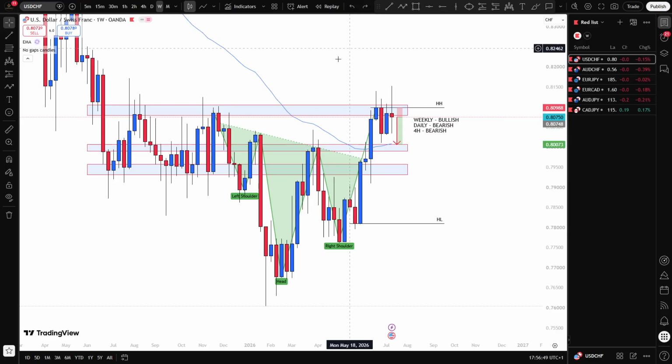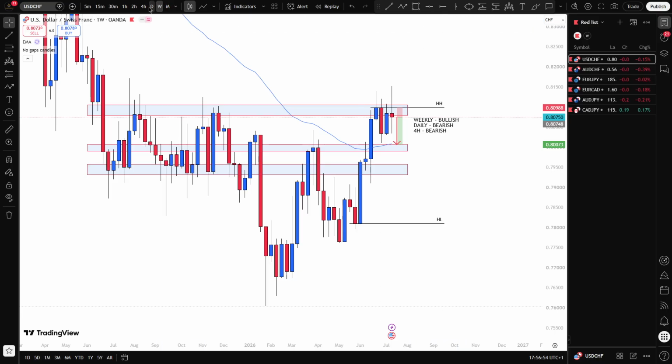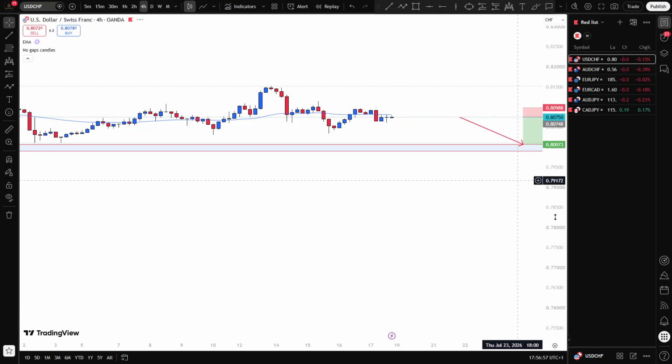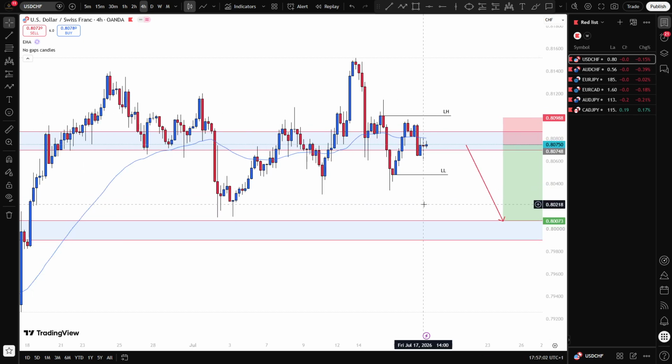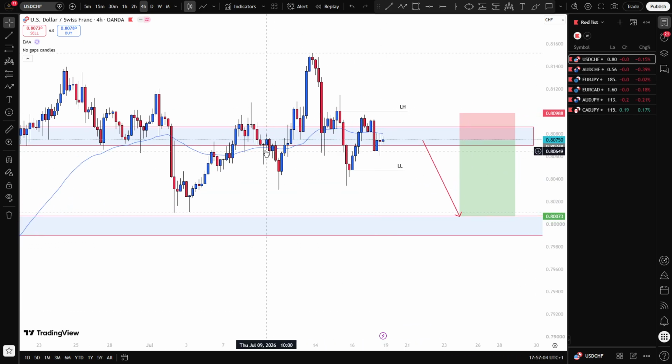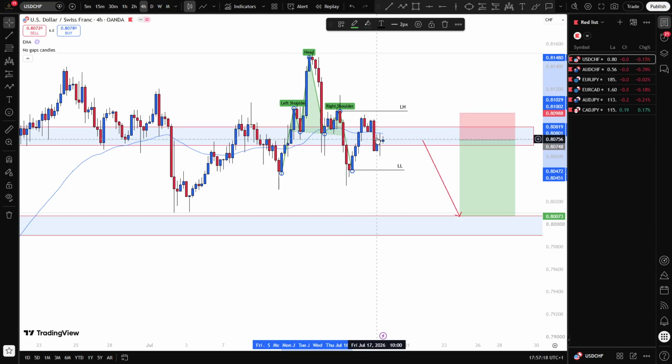Hope you understand. Now if we go down to the 4-hour time frame, you see that the 4-hour time frame is also bearish, creating a minor head and shoulder here. This is the left shoulder, this is the head, this is the right shoulder. Price has broken, and now it is retesting this zone to have a very short sell to this place down here, which is a very simple trade.